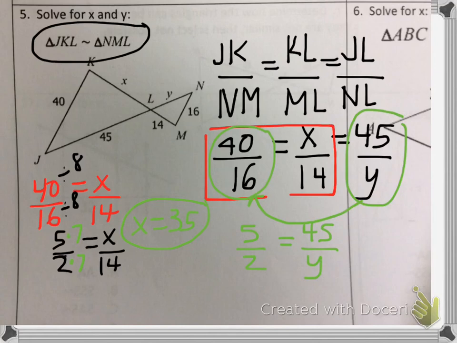So from here, again, I do see equivalent fractions. I can multiply 5 by 9 to get 45. So I multiply 2 by 9, and that gets me 18. So y is equal to 18.